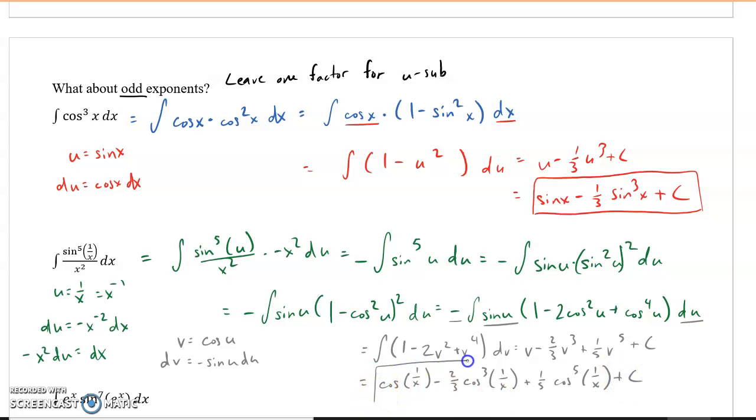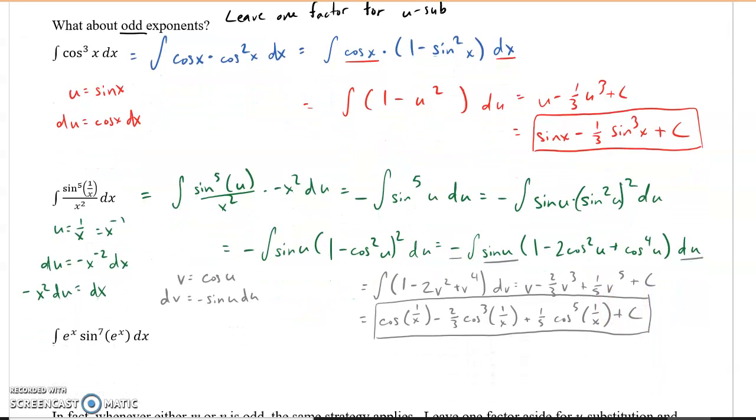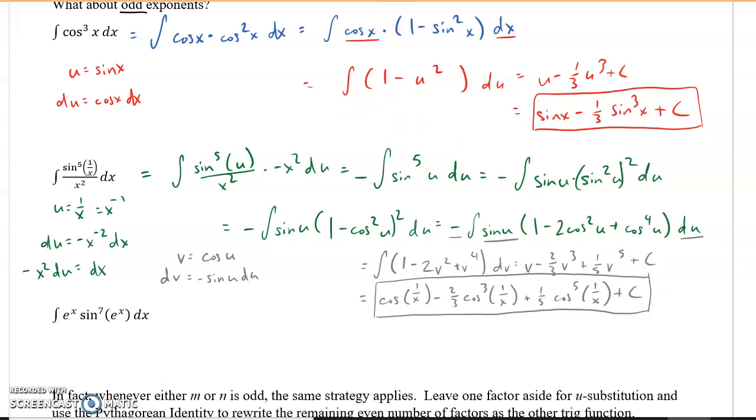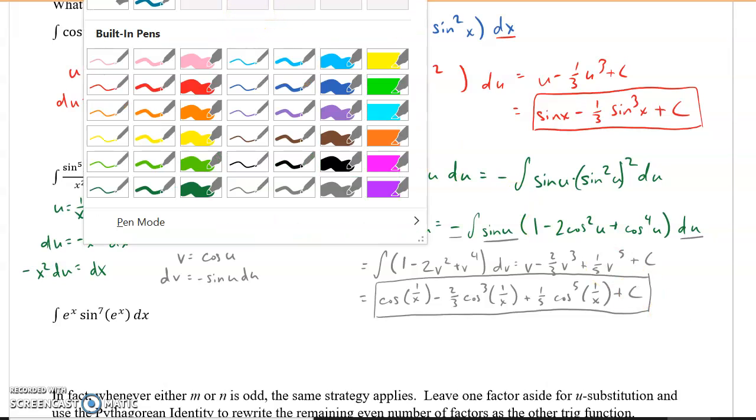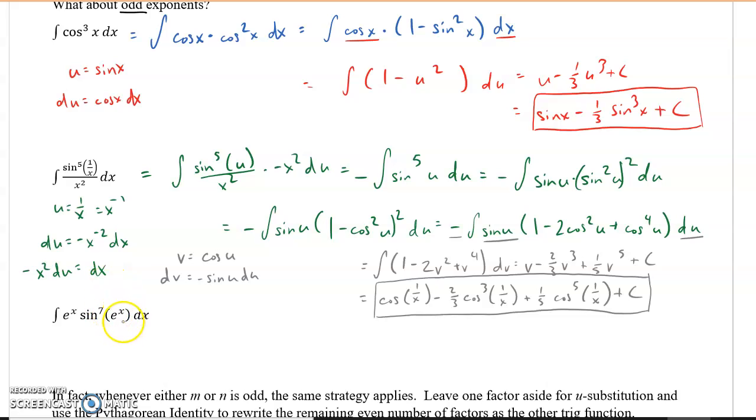All right, so good times here. 2 u substitutions along with Pythagorean substitution, and we get there. Okay, this next one's going to be pretty much the same deal. This time we've got a u value of e to the x because its derivative is e to the x. So if we let u equal e to the x, du equals e to the x dx. So we can rewrite this as the integral, well, e to the x dx is just du. So we have sine to the seventh of u du.